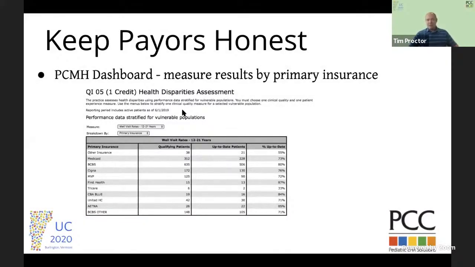In the PCMH dashboard, there is a section labeled as QI05 for measuring health disparities. There is an ability to break out by insurance. So we put this in here for PCMH because it's useful for practices to say, if you have Medicaid at your practice, you can look at what's my Medicaid performance for a particular measure versus other payers. That is one thing you can do for PCMH. It's very relevant for that. But you can also just see this for most measure results by payer, and that is on that PCMH dashboard page. It makes it easy for you to do that.